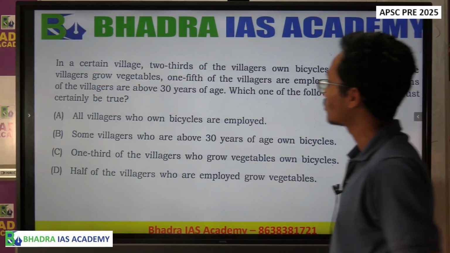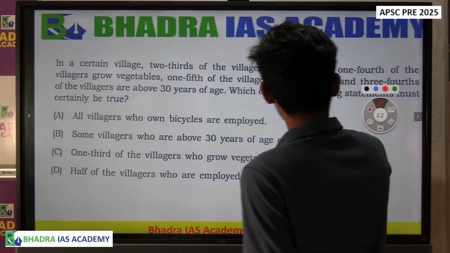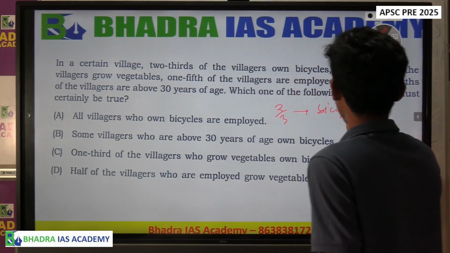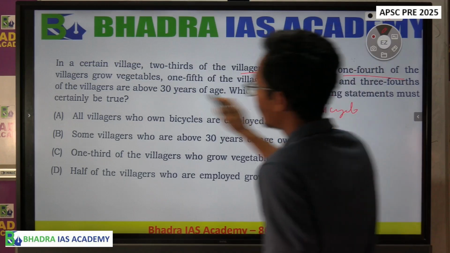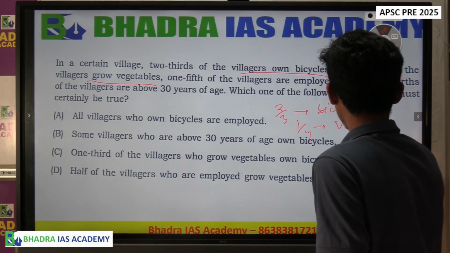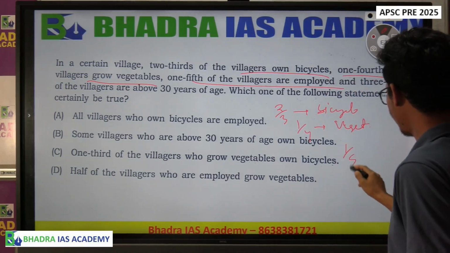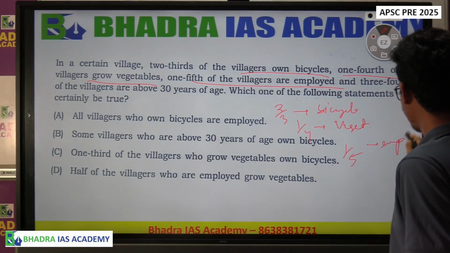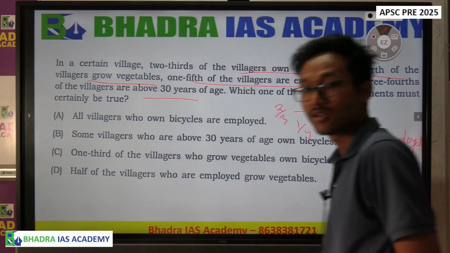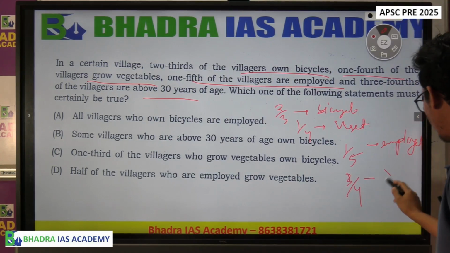Next, in a certain village, 2/3 of the villagers own a bicycle. So 2/3 of the people have bicycles. 1/4 of the villagers grow vegetables. And 1/5 of the villagers are employed. And 3/4 of the villagers are above 30 years of age.